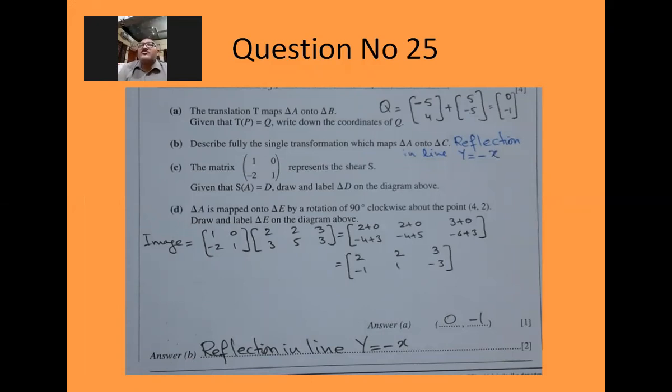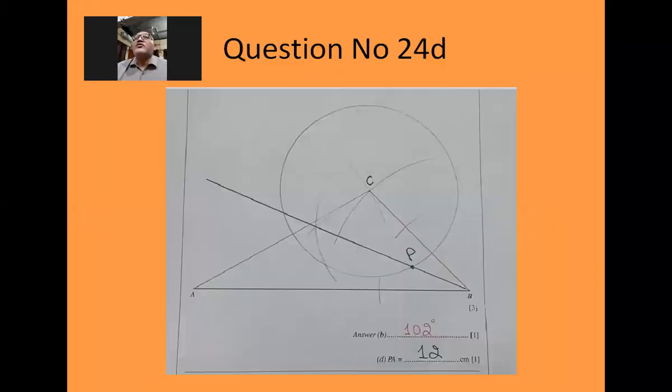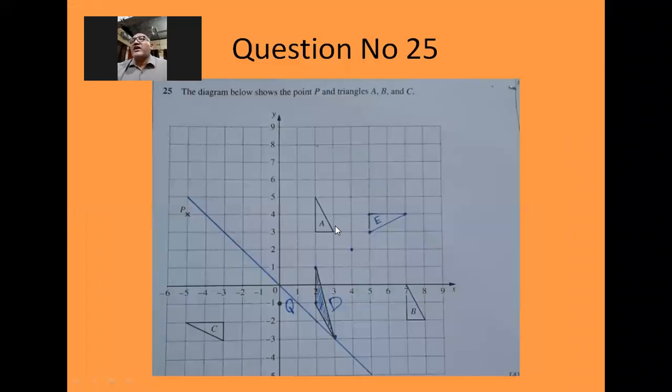Then it says, describe fully the single transformation which maps the triangle A onto triangle C. Triangle A onto triangle C. So you can see that this shape has basically flipped. It has changed its orientation. So it has been flipped. So this is definitely reflection.